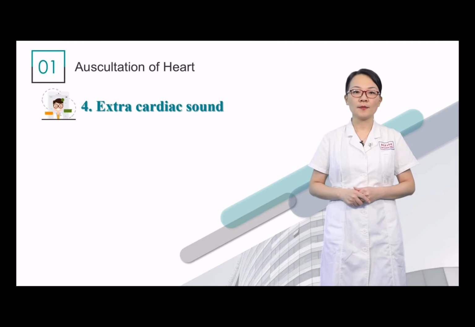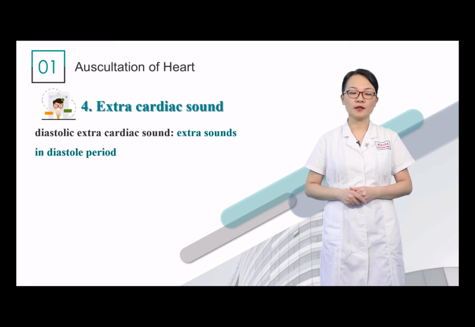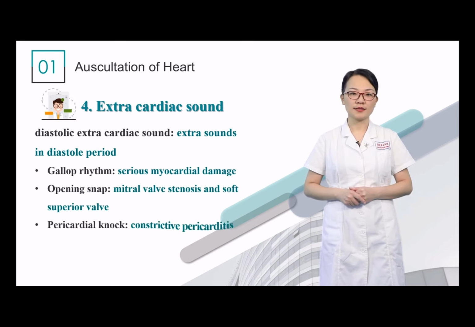Next, we'll talk about the extracardiac sound, which is pathologic and mostly occurs after S2, called diastolic extracardiac sound. If it occurs after S1, it is called systolic extracardiac sound. The diastolic extracardiac sound includes the following: gallop rhythm, a sign of serious myocardial damage; opening snap; pericardial knock; tumor plop.